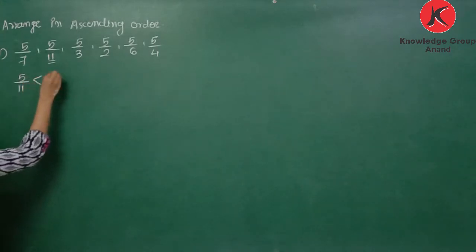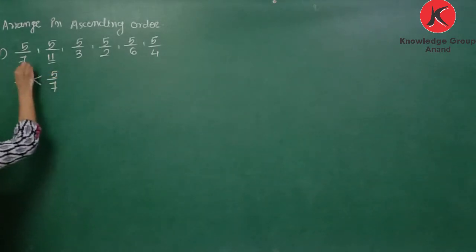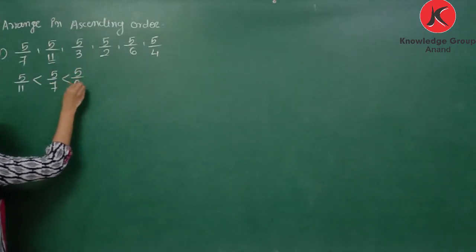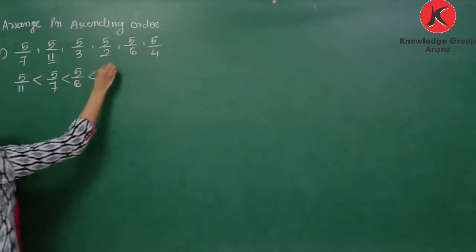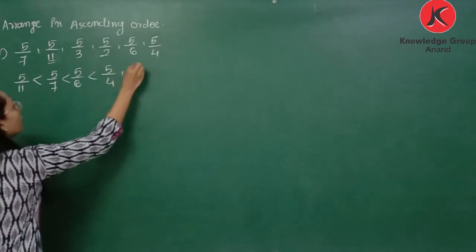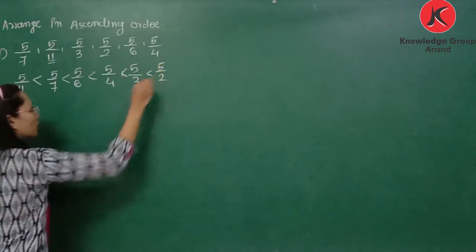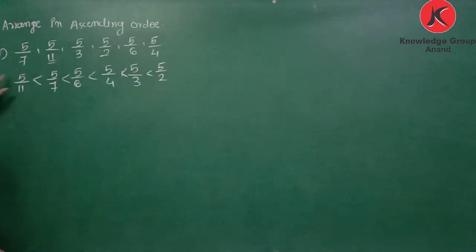Now it is less than 5 by 7. After that, 11 and 7, 7 is smaller, so that fraction will be greater. 5 by 6, after that 5 by 4, then 5 by 3 and 5 by 2. Clear? So be careful whenever there is a comparison of fractions in which the numerator is the same.